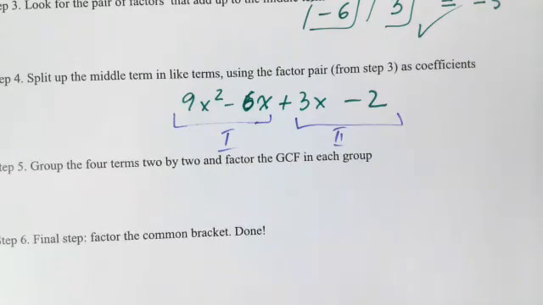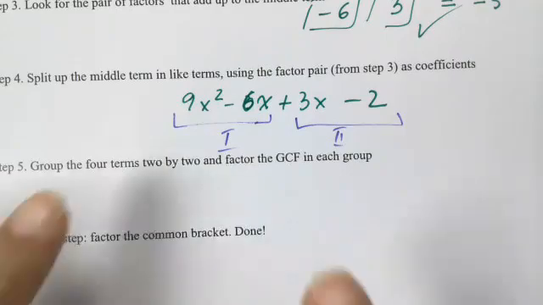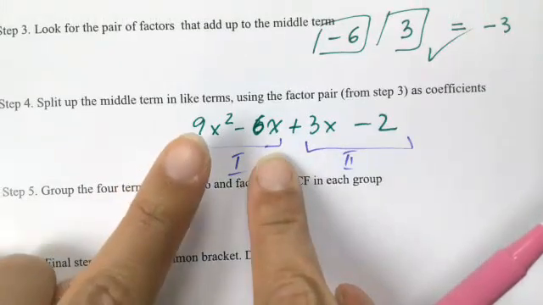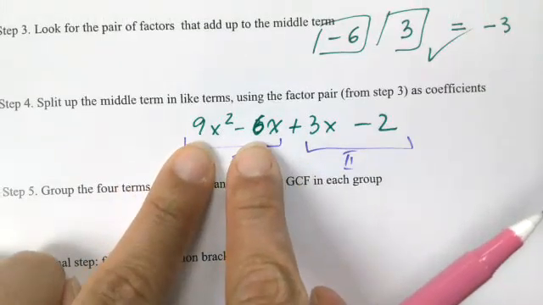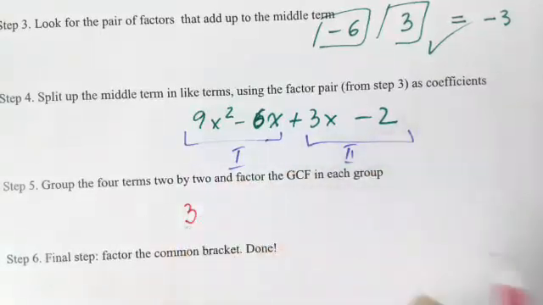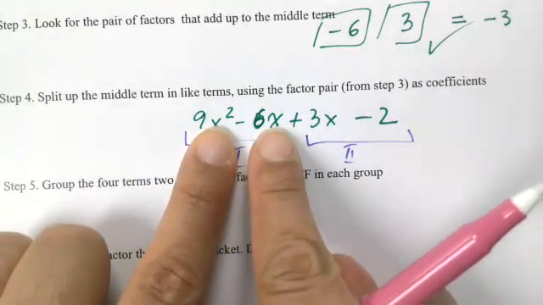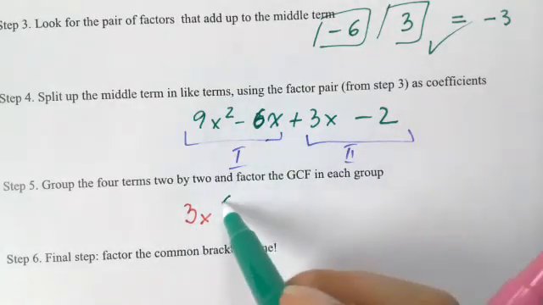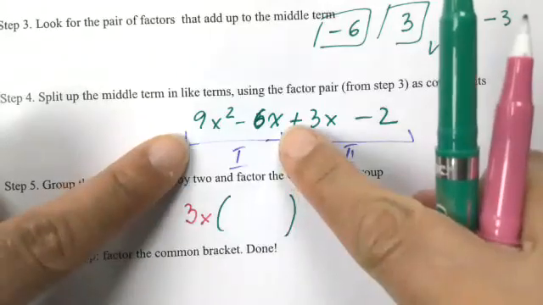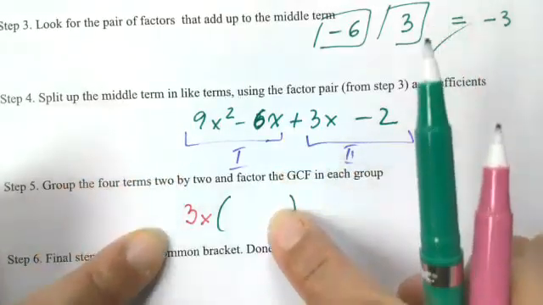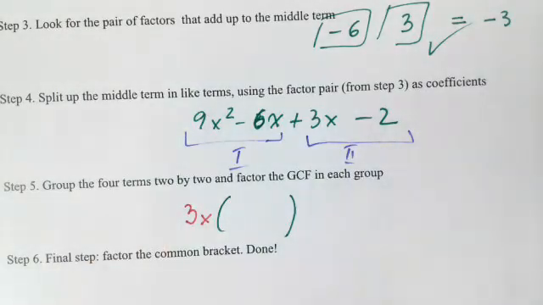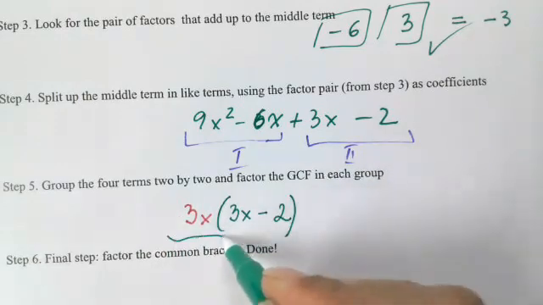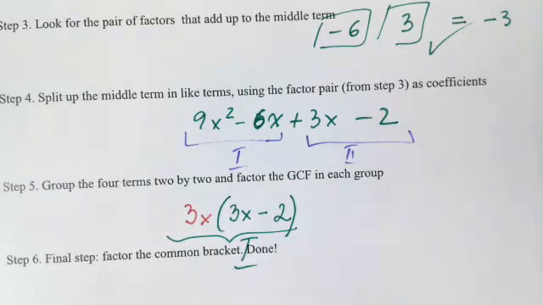Okay, so now let's focus on the first group. What's the common factor between 9 and 6? 3. So 3 goes there. What's the common factor between x squared and x? X. And then we're going to put something in the bracket. So we grouped these two and we factor in that group. We are left with 3x and then -2. And so this is the first one, okay? We've done the first one.